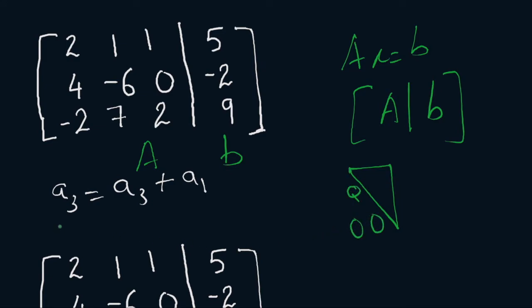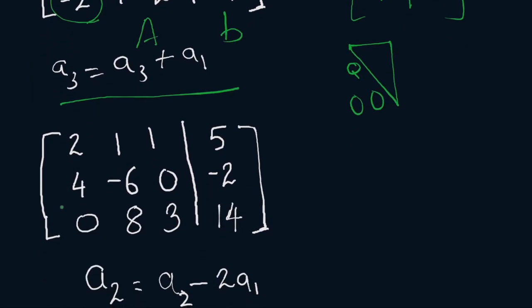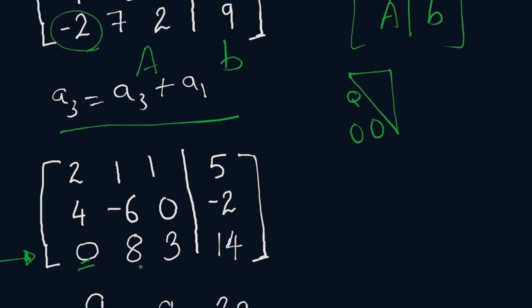So the first operation that we are going to perform is A3 equals A3 plus A1 to make this minus 2 as 0. So after we are done with the operations, there will be changes in all the values of A3. This minus 2 becomes 0, 7 becomes 8, 2 becomes 3 and 9 becomes 14.